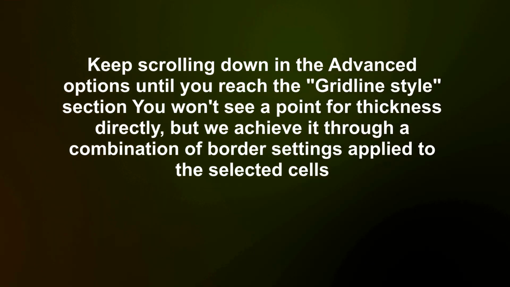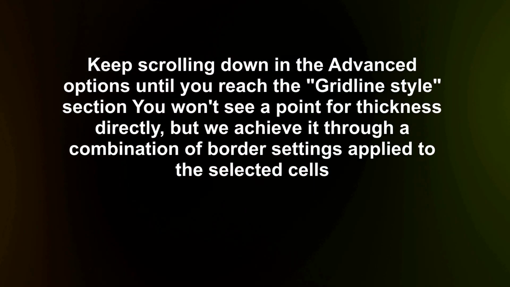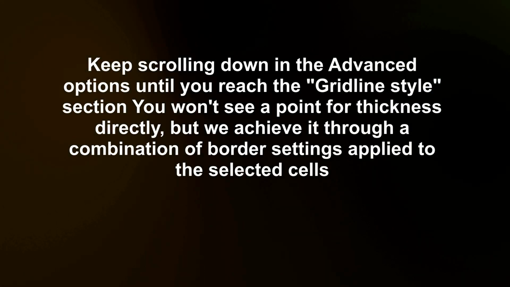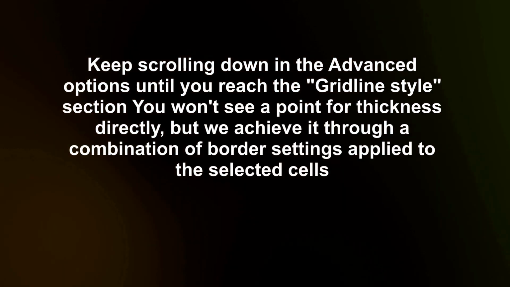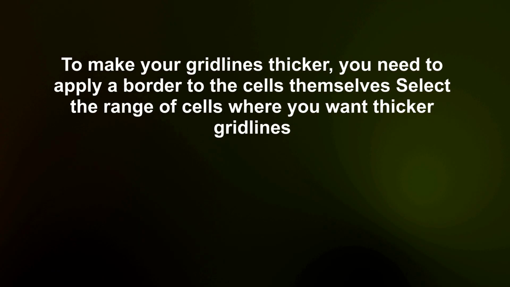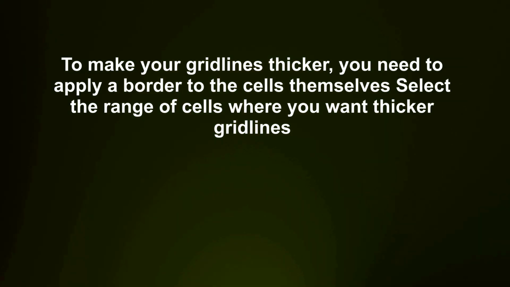Keep scrolling down in the advanced options until you reach the Gridline style section. You won't see a point for thickness directly, but we achieve it through a combination of border settings applied to the selected cells. To make your grid lines thicker, you need to apply a border to the cells themselves. Select the range of cells where you want thicker grid lines.